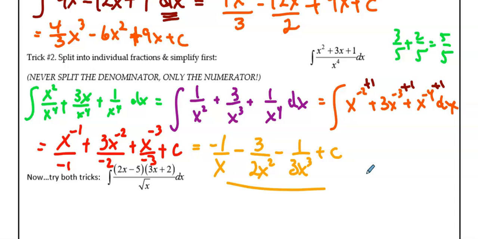So that's 2 strategies. Foiling it out and simplifying by splitting your numerator. Those are 2 ways that you guys can do these problems. And sometimes that's really helpful for us to do.